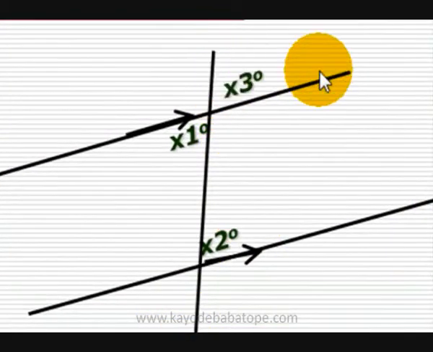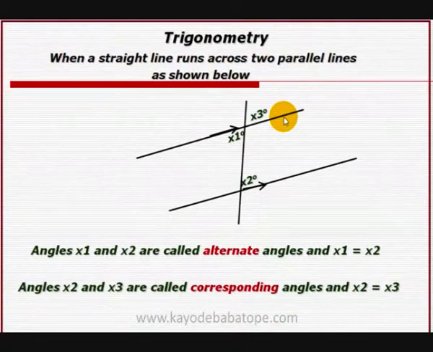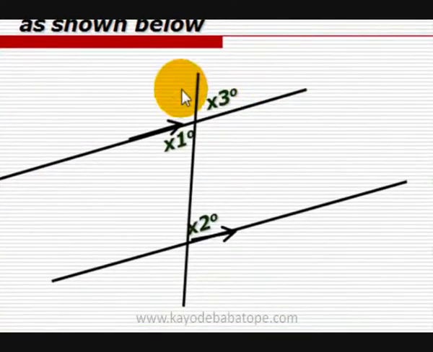X2 and X3. Corresponding angles are identified as E angles. We call them E angles. For example, this is like half of the letter E. When you have a letter E, the angles here and here are equal. Also, you can have an angle here and here. They will still be corresponding angles and they will be equal.